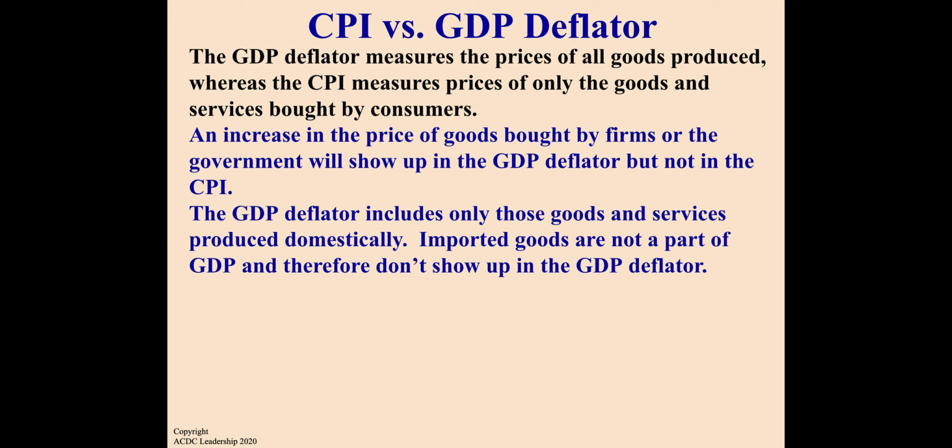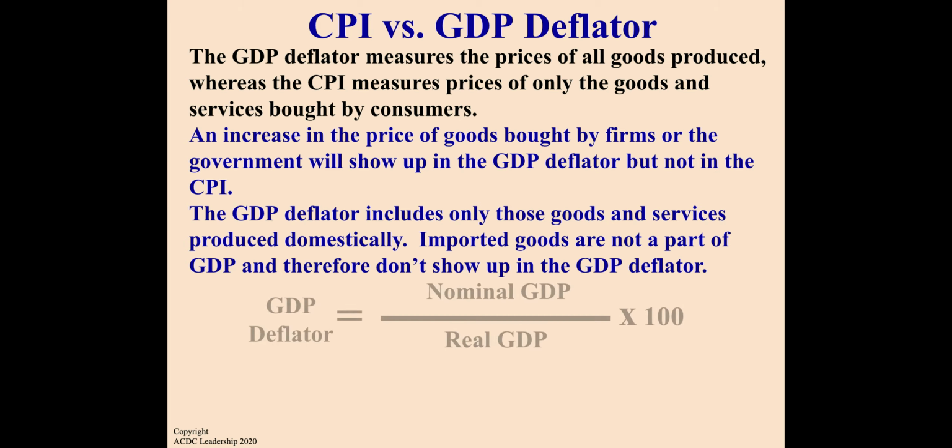So we have what's called the GDP deflator. The GDP deflator measures the prices of all goods produced, where the CPI measures the price of only the goods and services bought by consumers. An increase in the price of goods bought by firms or the government will show up in the GDP deflator, but not in the CPI. The GDP deflator includes only those goods and services produced domestically. Imported goods are not part of it, therefore they don't show up.